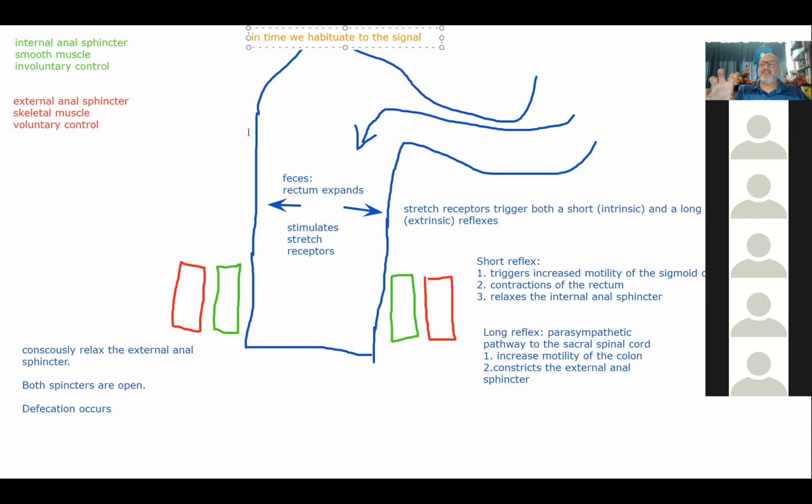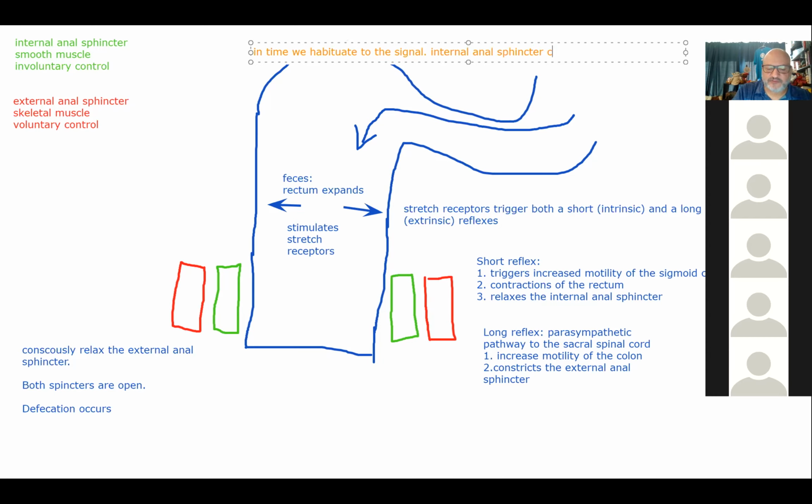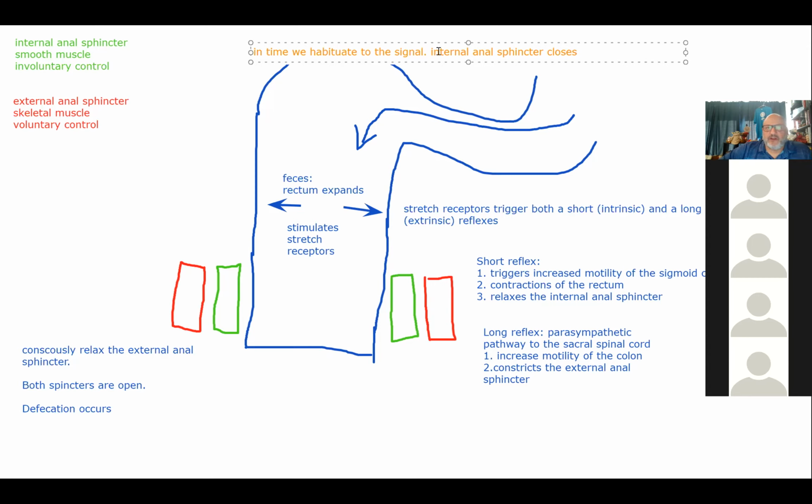So again, we have this sensation that we need to void. We have this stretch of the rectum, and that is causing the relaxation of the internal anal sphincter. But when we habituate to that signal, the internal anal sphincter closes again. And if it closes, are we able to voluntarily open it up so that we can get the feces out? Not necessarily, right? So that can be more challenging at that point. We may have to struggle a little bit more to void, have to do some other things to help to assist in that.